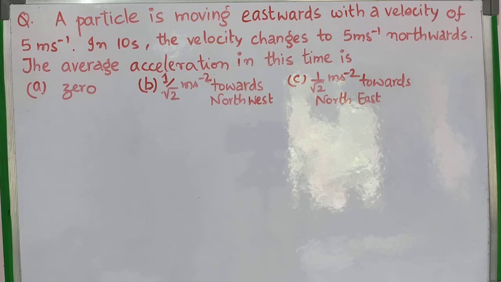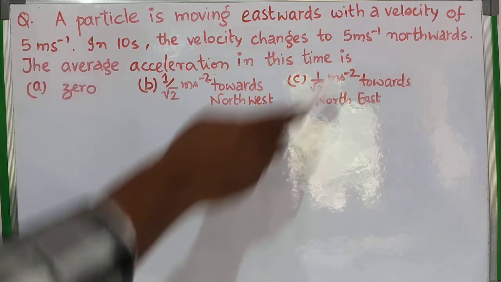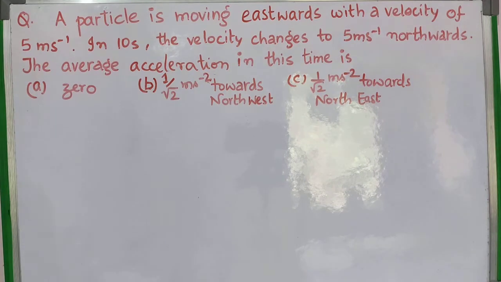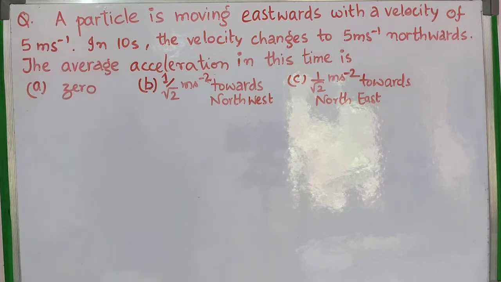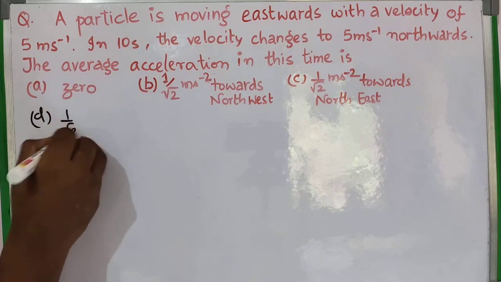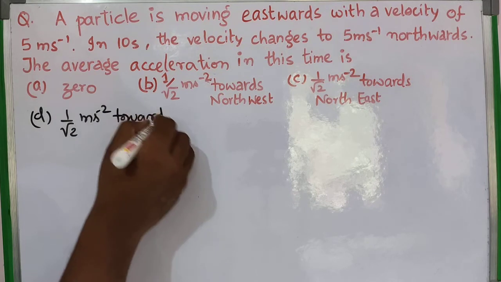A particle is moving eastwards with a velocity of 5 meters per second. In 10 seconds, the velocity changes to 5 meters per second, same magnitude, but in a northwards direction. The average acceleration in this time is: A, 0; B, 1 by root 2 meter per second square towards northwest; C, 1 by root 2 meter per second square towards northeast; and D option is 1 by root 2 meter per second square towards north.